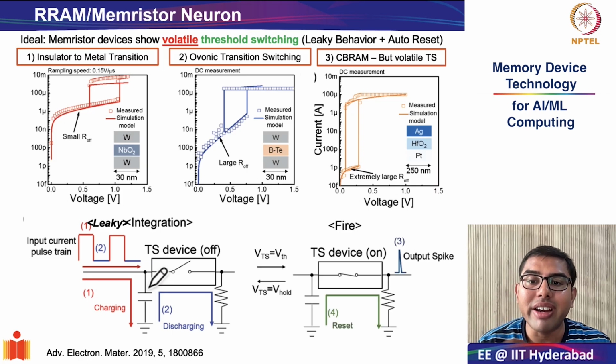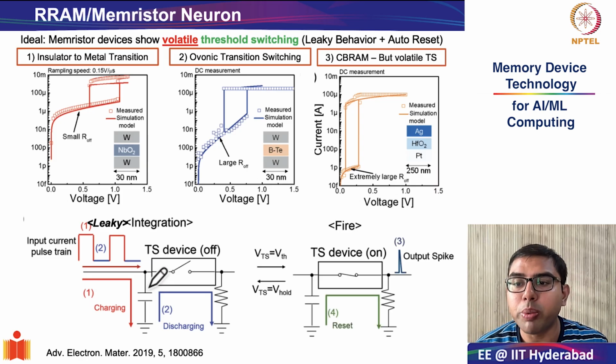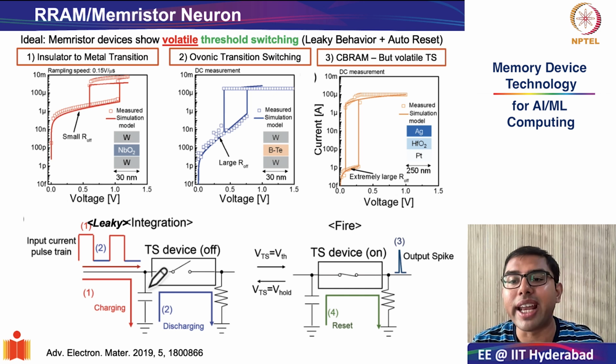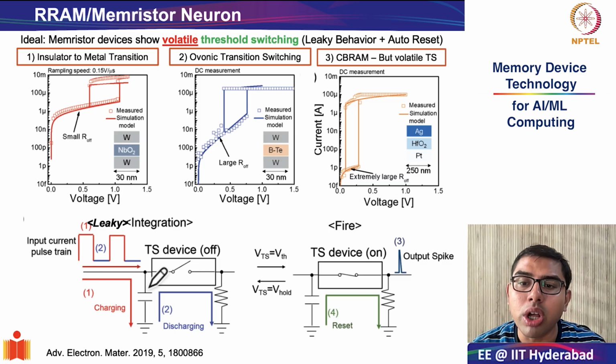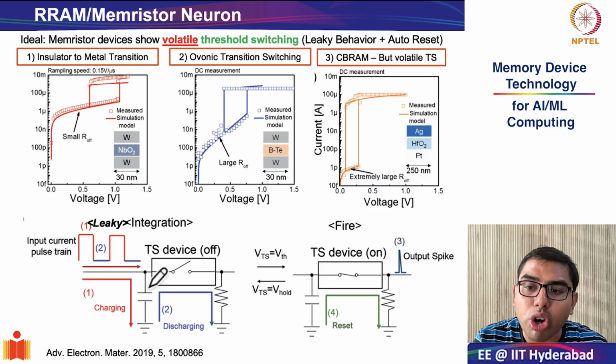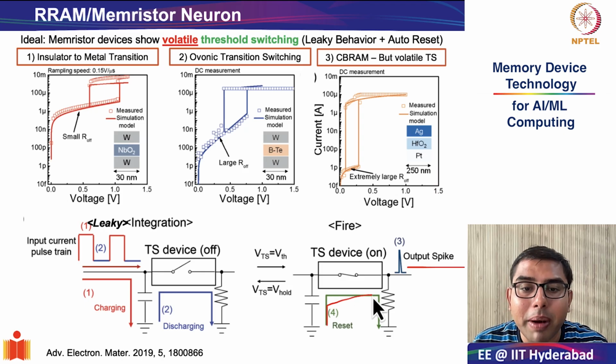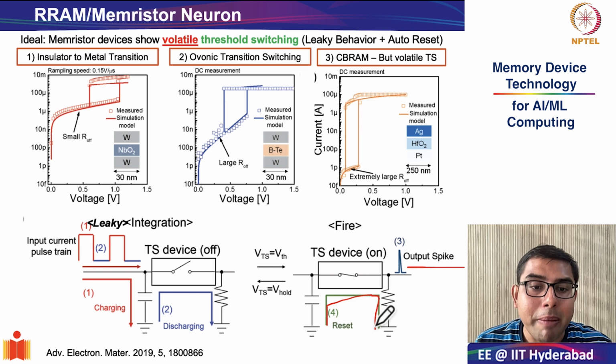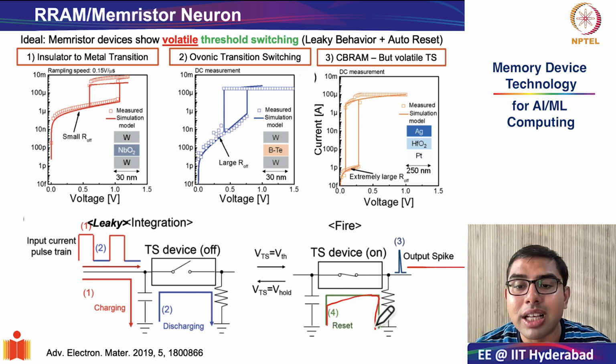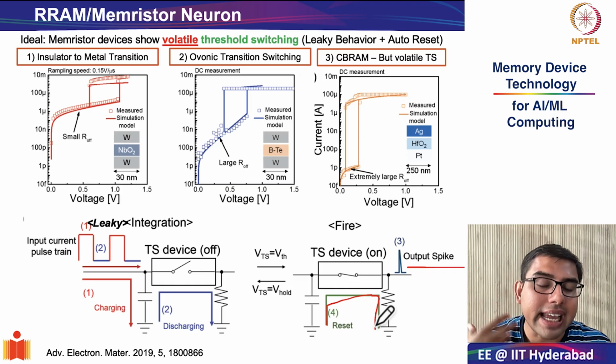Once VT reaches the threshold voltage, the threshold switching device abruptly switches to its on state, and this is called the firing event. At that moment, its resistance drops to the level of R out, causing a sudden voltage change across R out, which produces this output spike, as we can see in this image. Immediately after the firing, the capacitor discharges through this green path, and this is what helps in resetting the membrane potential back to its original state, and your integration cycle can again continue.